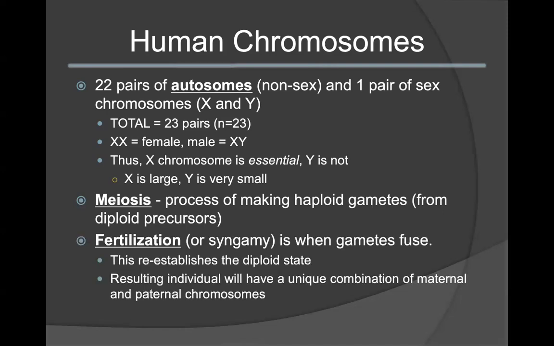Fertilization, which can also be termed syngamy, occurs when the gametes fuse together. In humans, this results in the reestablishment of the diploid state. You have a sperm in the haploid state joining with an egg also in the haploid state. This genome is going to combine to form the zygote, which is then going to restore the diploid, or 2N, state. The resultant offspring will then have a unique combination of both maternal and paternal chromosomes.